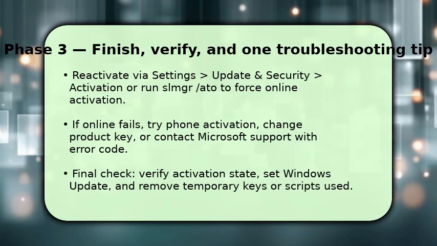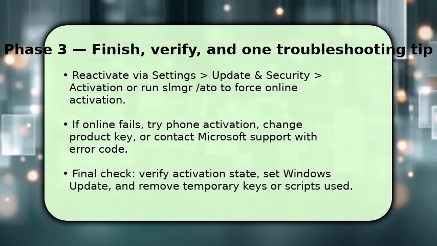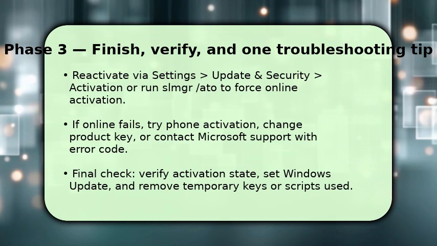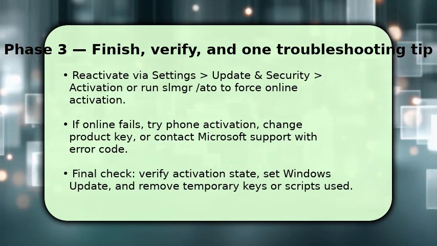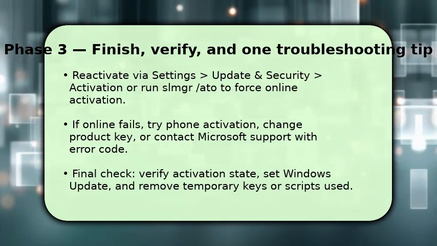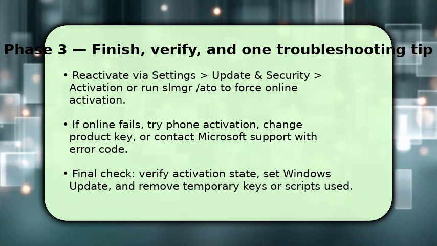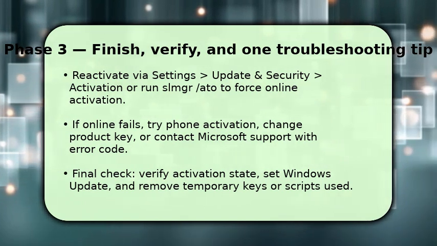If online activation returns an error, use phone activation or swap to a valid key. Keep the exact error code handy when contacting Microsoft. Once activated, confirm the state, restore any changed settings, and remove temporary keys or scripts.